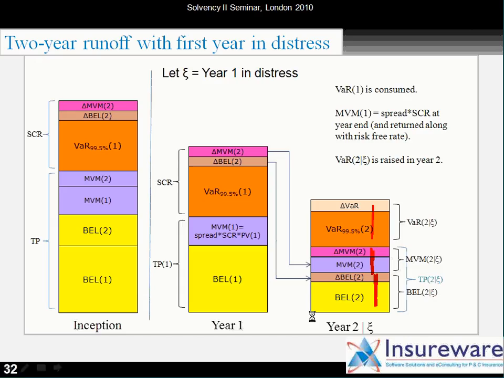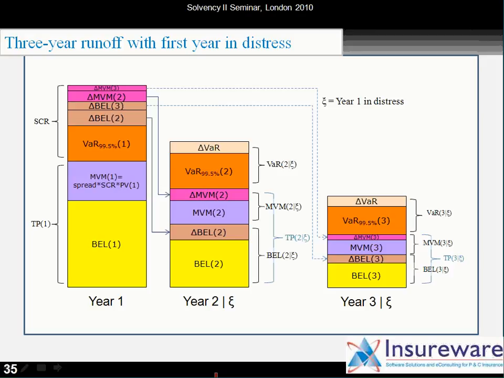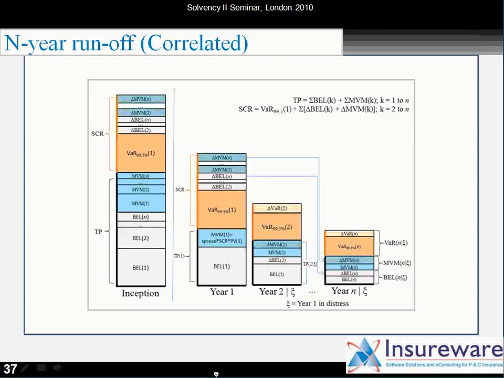Let's look at it another way. The delta MVM2 for the first year's risk capital, the risk-free rate goes back to the capital providers. The delta MVM2 at the beginning of the second year becomes part of the technical provision. Okay? And therefore it's only discounted by 1 year. Let's just see if I'm right. Yeah, only 1 year. Okay. This is a 3-year situation, the same arguments. And then we can go to an N-year situation, the same arguments.